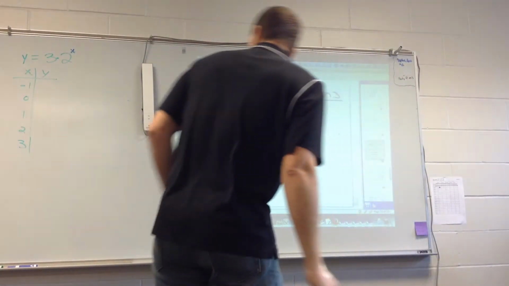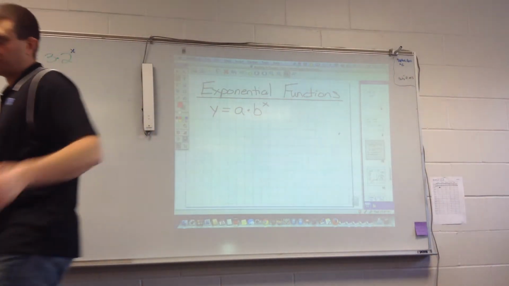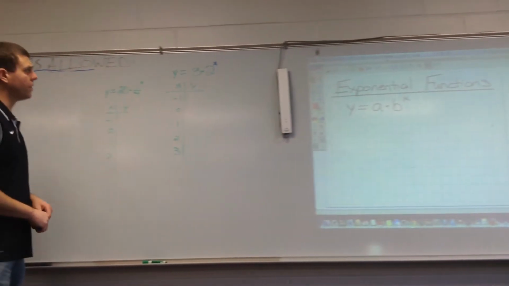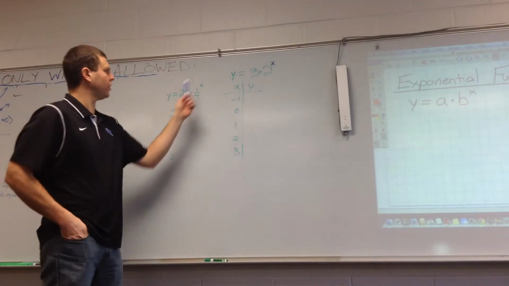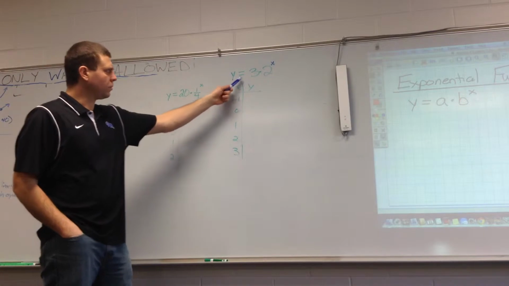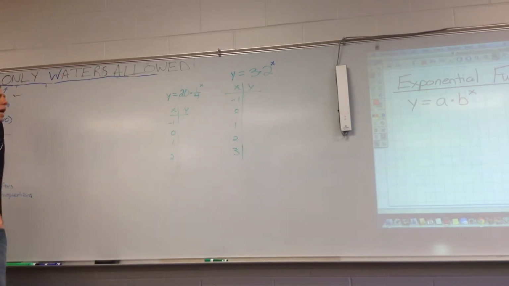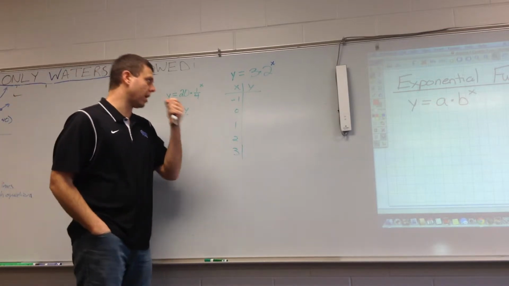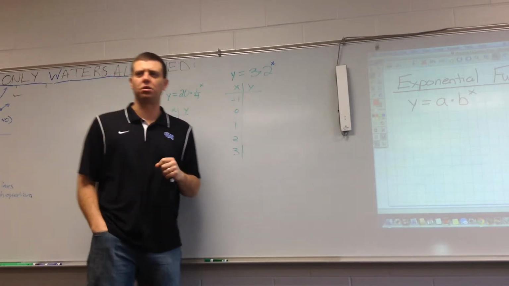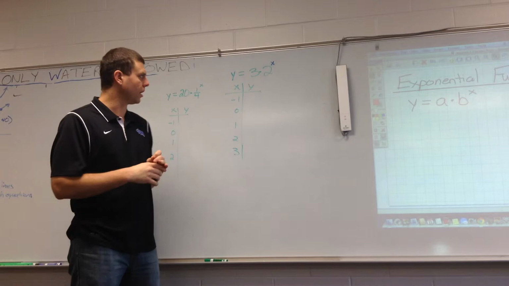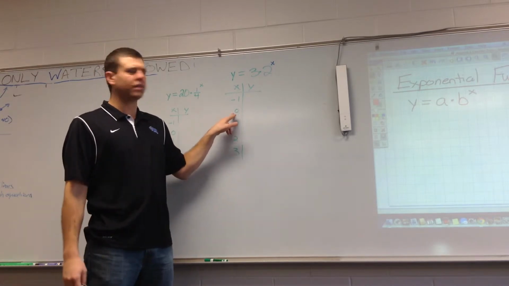Okay? With that, I'd like you to look over at these tables of values that I have. Okay? I wrote a couple exponential functions down here. y equals 3 times 2 raised to the x power. Let's make a little table of values for that, okay? Let's plug some numbers in for x and see what we get for y. So let's start with 0. That should be an easy one.